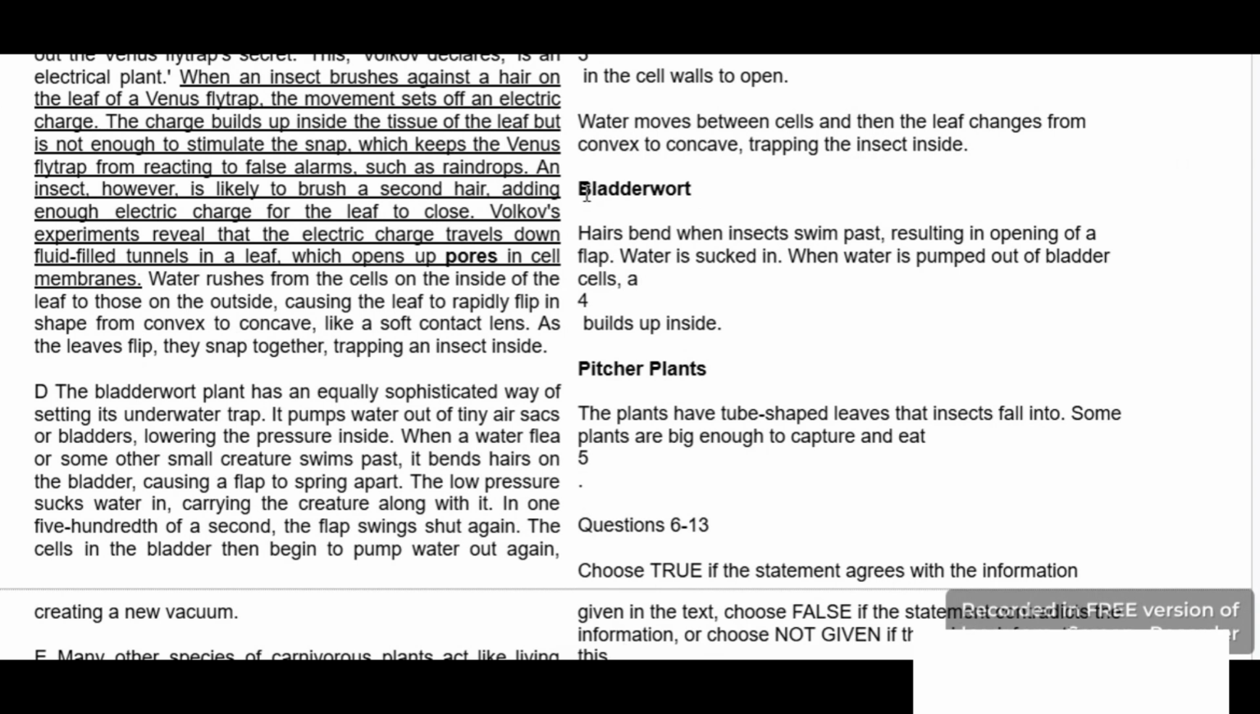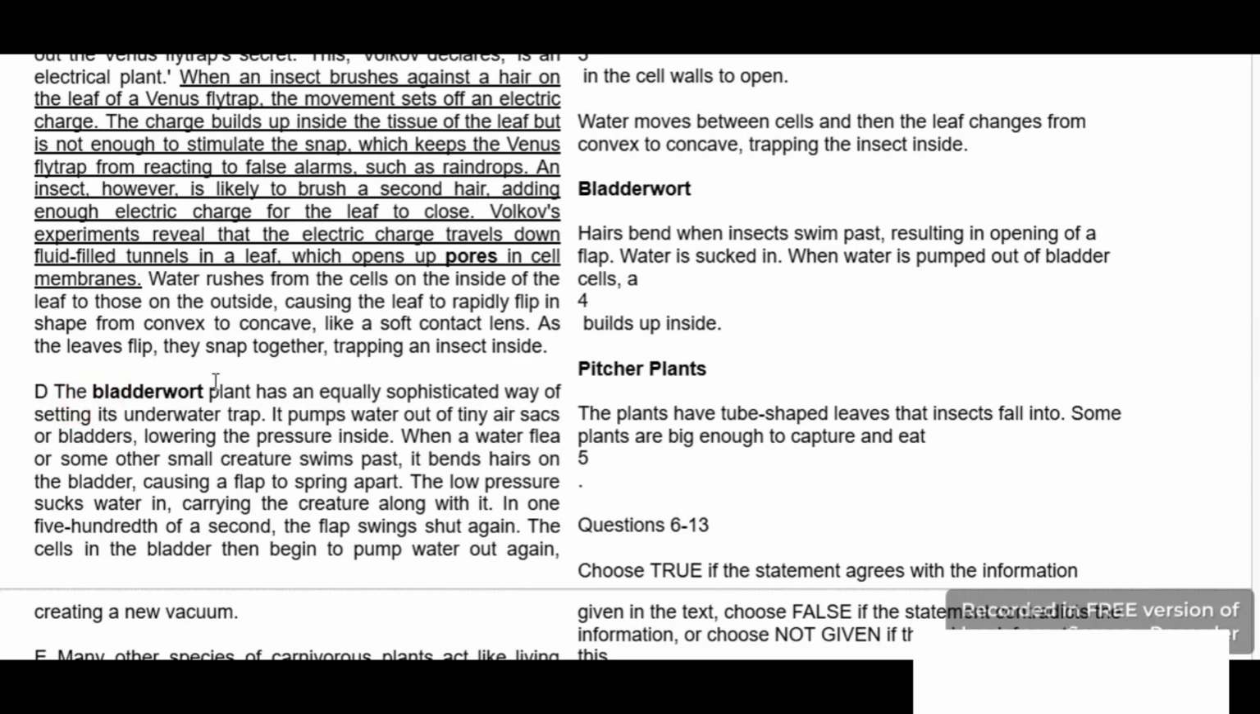Next question. So the paragraph is about the bladderwort. Let's read our question. Hairs bend as an insect swims past, resulting in an opening of a flap. Water is sucked in. When water is pumped out of the cells, something builds up inside. So let's read our passage, paragraph B.